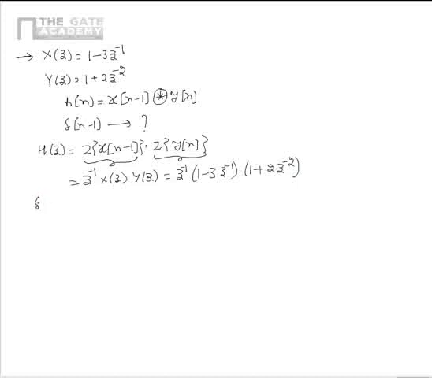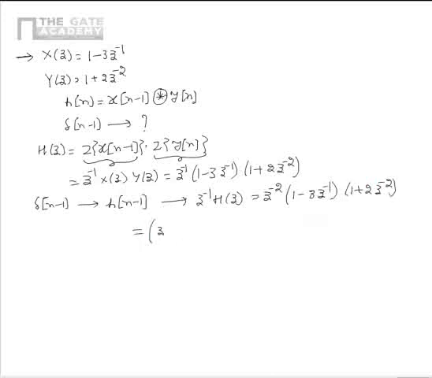When an input of delta of n minus 1 is given, the output is h of n minus 1, which will have a z transform of z inverse into H of z, that is equal to z power minus 2 multiplied by (1 minus 3z inverse) multiplied by (1 plus 2z power minus 2). This can further be simplified as z power minus 2 minus 3z power minus 3 plus 2z power minus 4 minus 6z power minus 5.